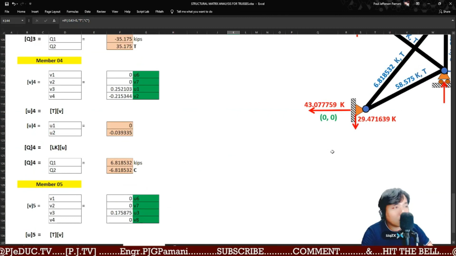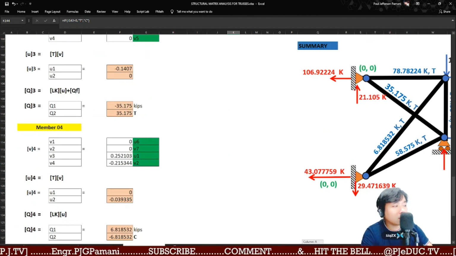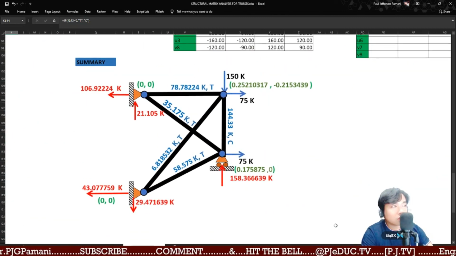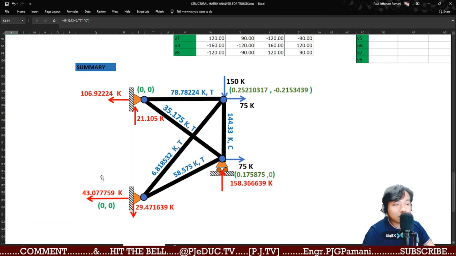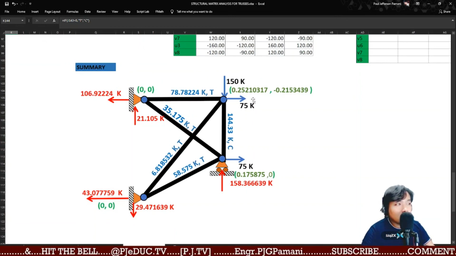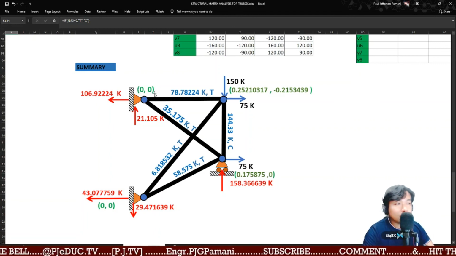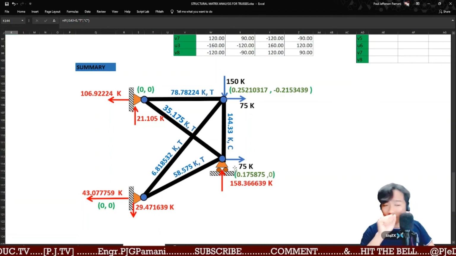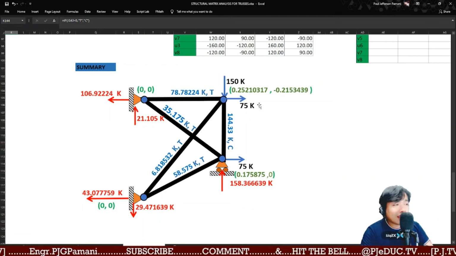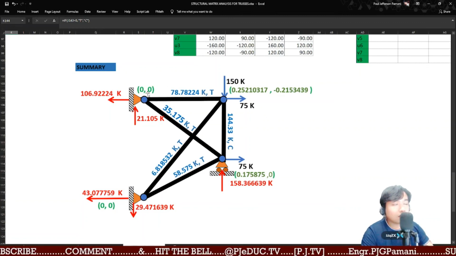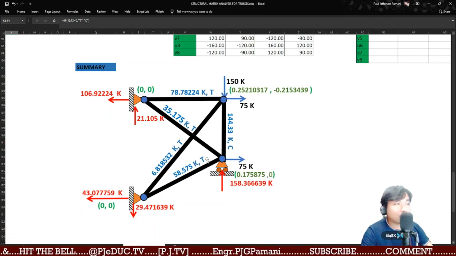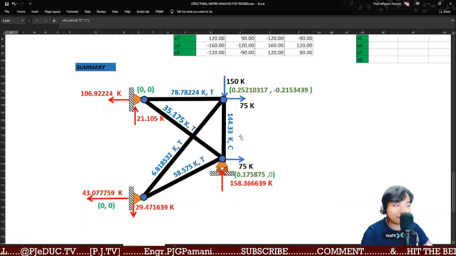And again, do not forget to summarize your results: the reactions at the supports, the deflections on each node, horizontal, vertical, and the applied forces, as well as the equivalent forces on each member. Then tension, tension, tension, compression.